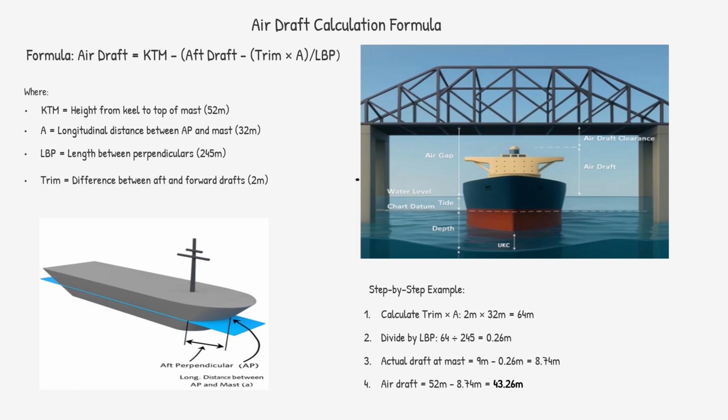So in this case, the ship's air draft is 43.2 meters. This is the actual air draft measured at the location where the main mast is located. Many mariners mistakenly subtract the aft draft from the KTM, which is actually a wrong calculation. Also, it is very important to know the actual keel to mast height on your ship. Make sure you also check if your ship has a collapsible mast, which means you can reduce your KTM by some margin.